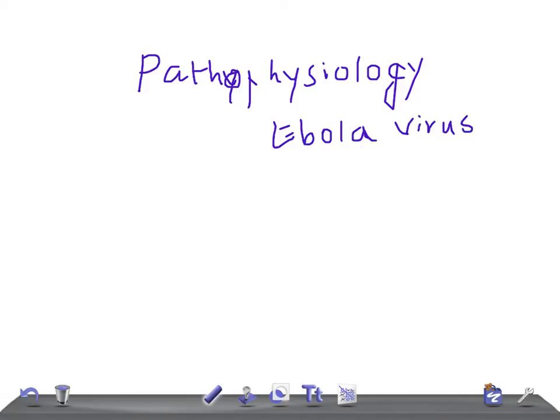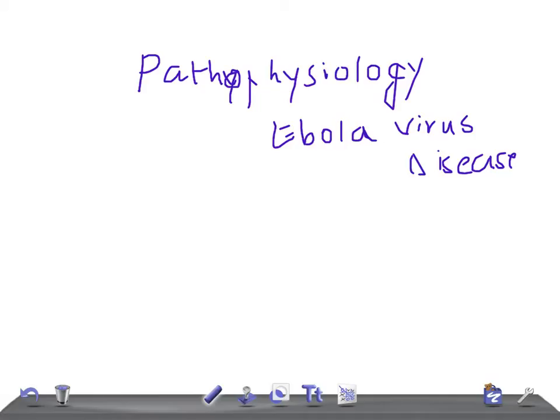This Ebola virus causes severe hemorrhagic shock and multi-organ failure. Recently there has been an epidemic of this in countries like Guinea, Liberia, and some parts of Nigeria, right? So in this video, we're going to talk about the pathophysiology, how this Ebola virus affects and causes multi-organ failure.